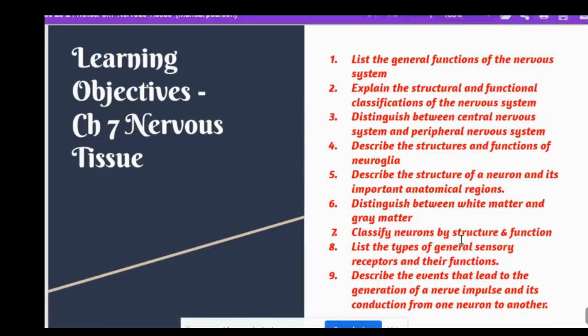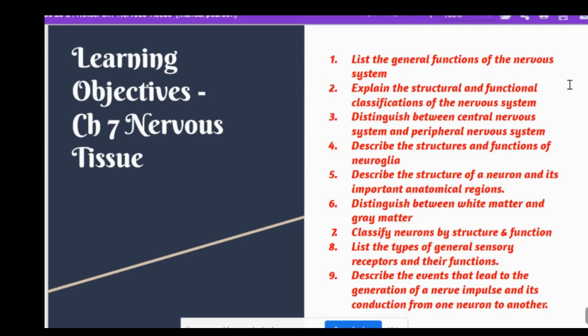All right, so here are the learning objectives for Chapter 7, Nervous Tissue. In about 5-6 weeks when we take our next exam, these are the 9 things that you should be able to identify or explain. Number 1, list the general functions of the nervous system. Pretty easy. We're going to go over that today. Number 2, explain the structural and functional classifications of the nervous system.